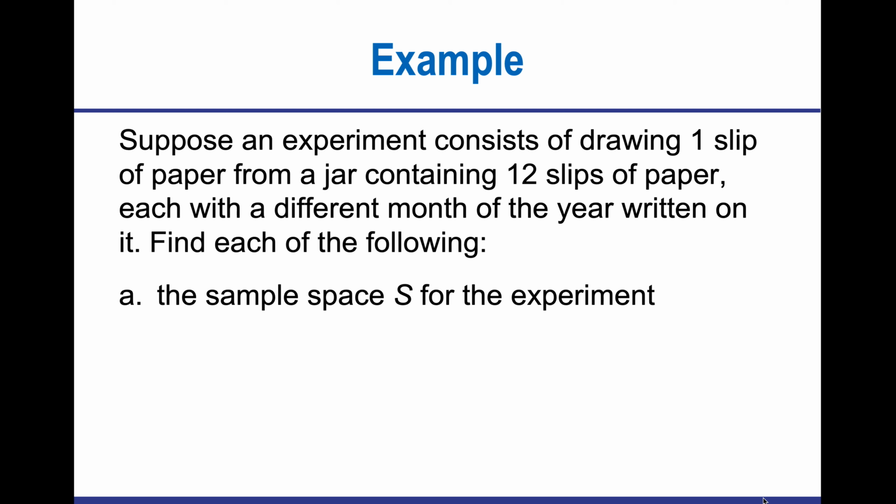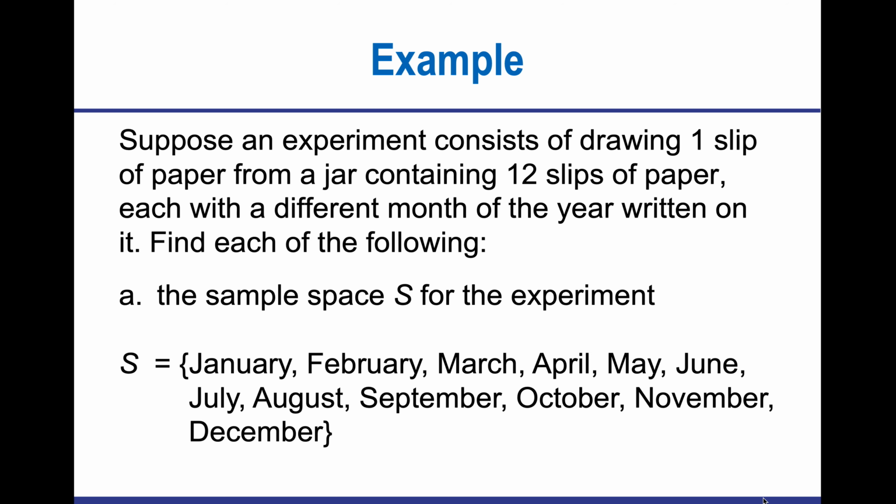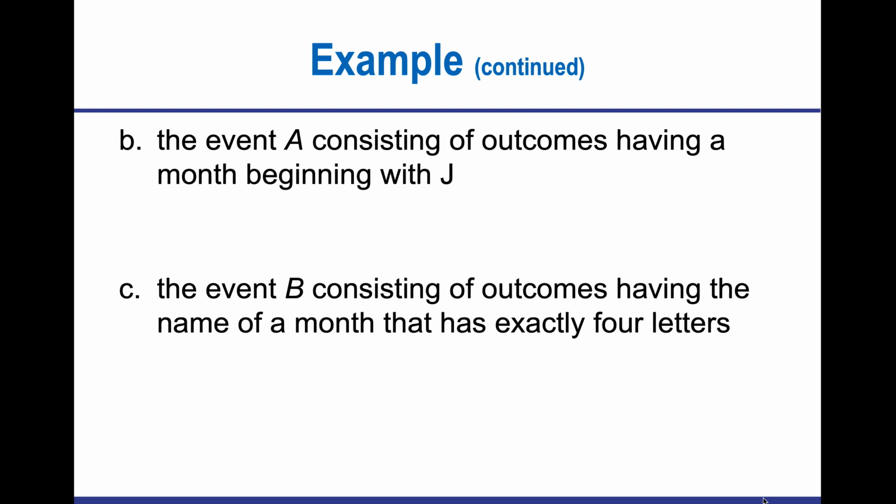So let's look at an example. And this is when we get into the examples, these are the types of things that you might see in the lab. So suppose an experiment consists of drawing one slip of paper from a jar that has 12 total slips, each with a different month of the year. Find the following, the sample space. Well, if each slip of paper has a different month of the year, then my sample space, and notice how this is noted, S, capital, equals, and I've got those nice squiggly brackets, and then I have going on from there, January, February, March, April, May. So that's listing out all the possible things that I could choose.